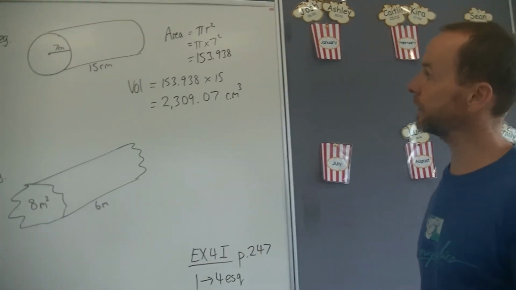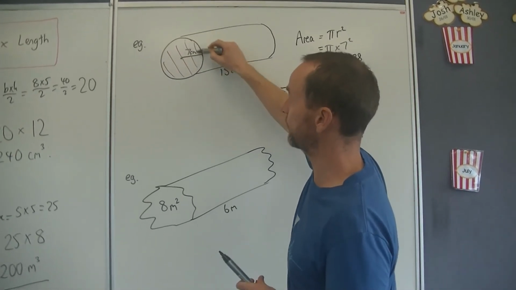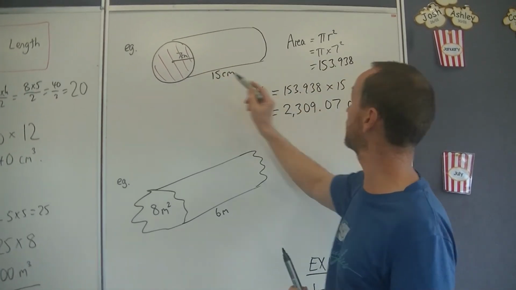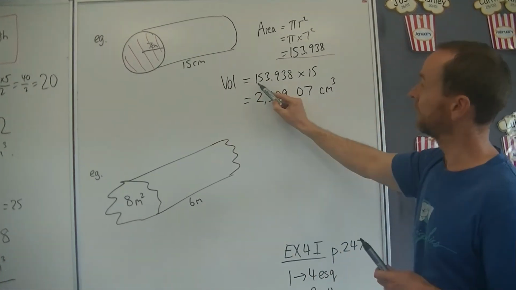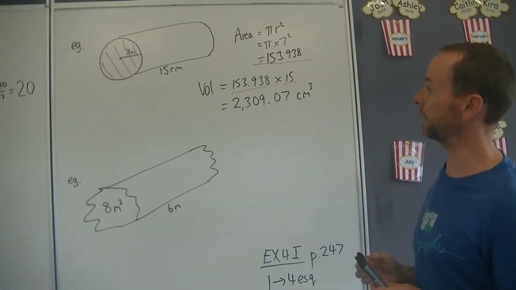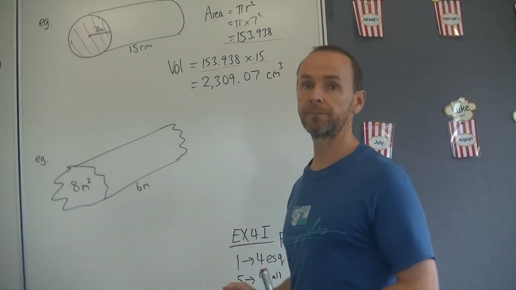Excellent. So all we did, I'll go back over that, all we did is work out the area of the cross-section, which is a circle, pi r squared, there's our area, and then you times it, using that formula, area of the cross-section times the length, and you've got your answer. It's the same every single question.